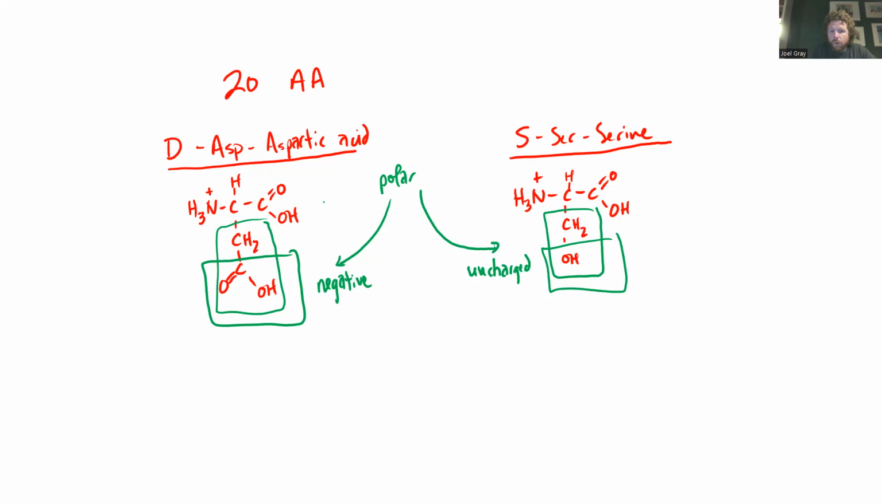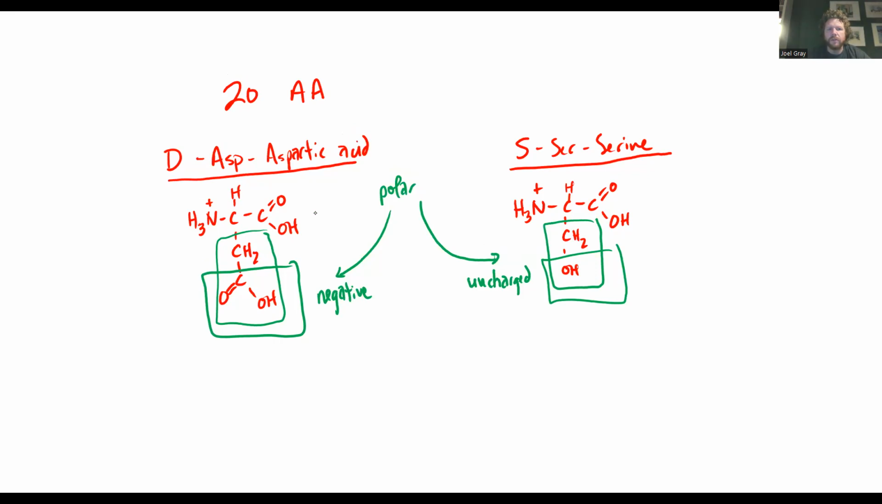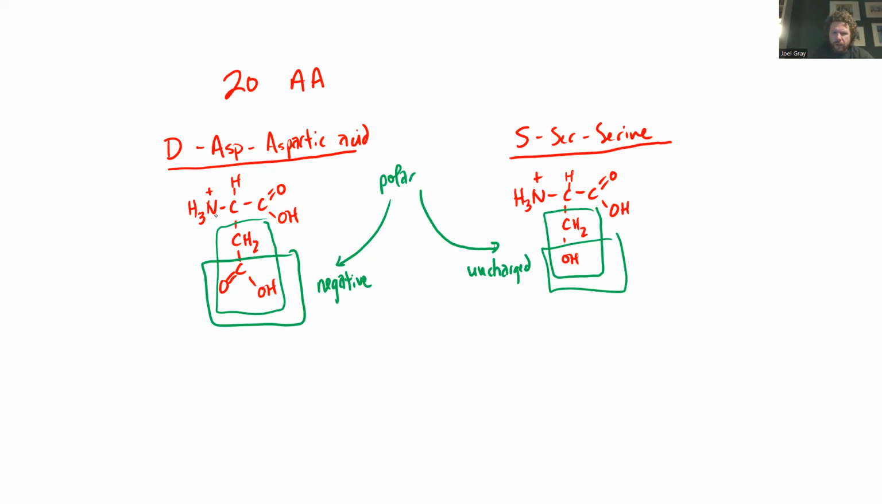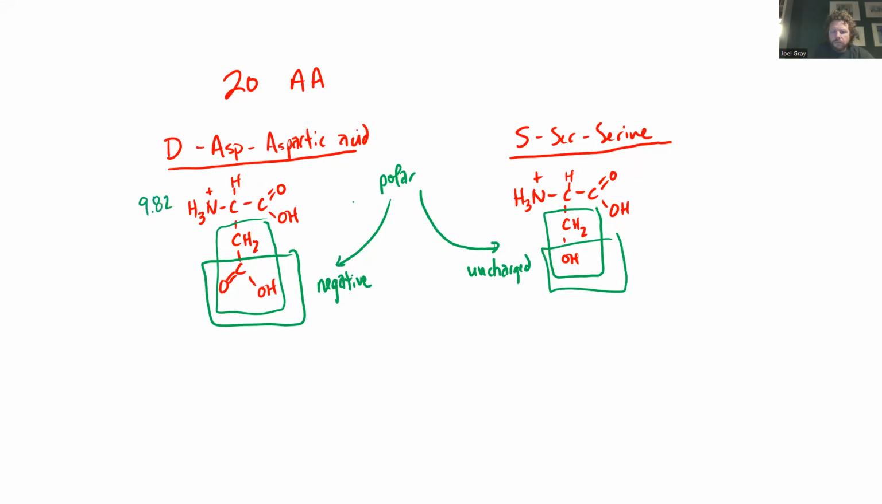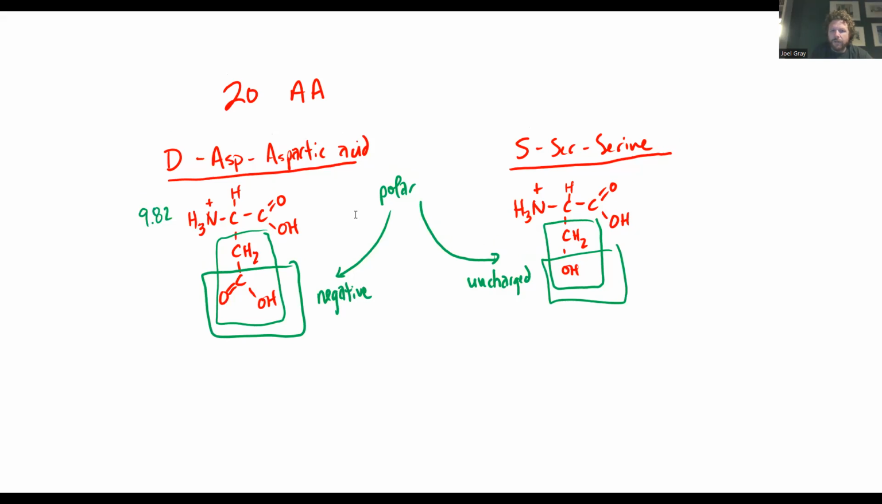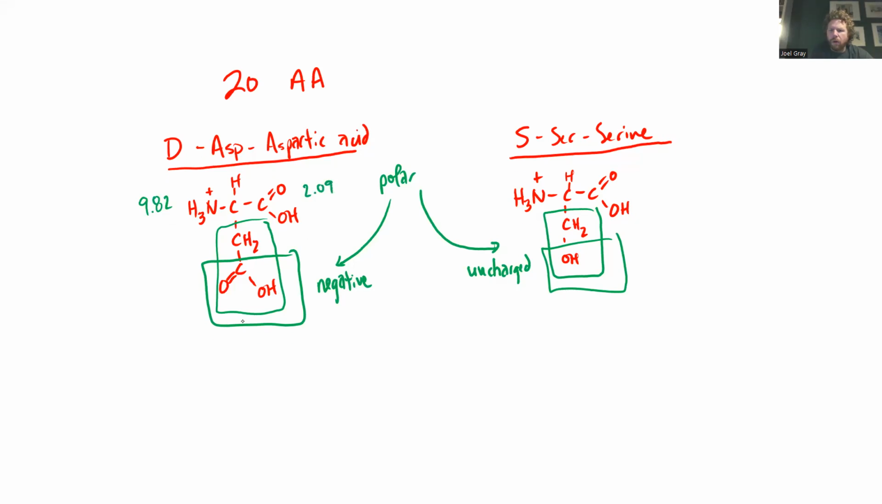Now, before I do that, I want to go ahead and give you the pKa values for each of these groups, which I previously mentioned. pKa values are not something that you're expected to remember, and I will provide you with them. So the N-termini for aspartic acid has a pKa of approximately 9.82. Aspartic acid C-termini is 2.09, and the R group has a pKa of about 3.86.